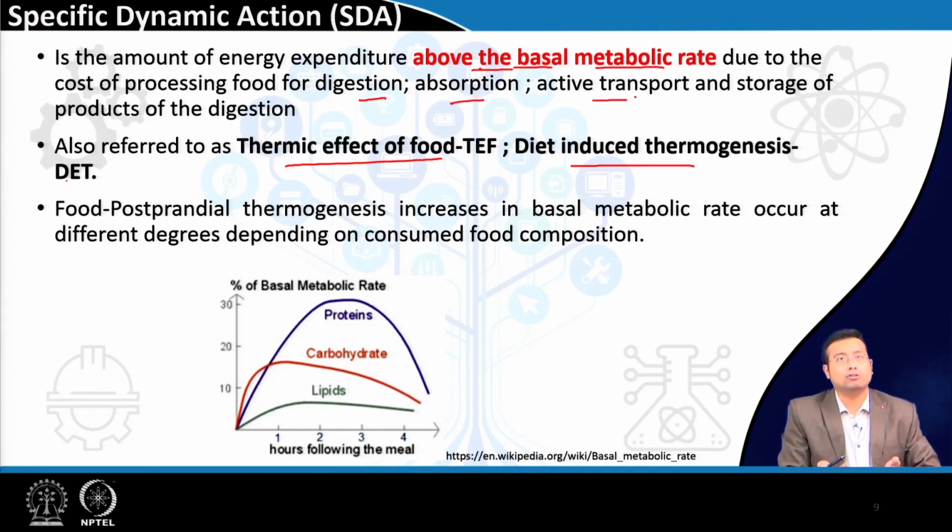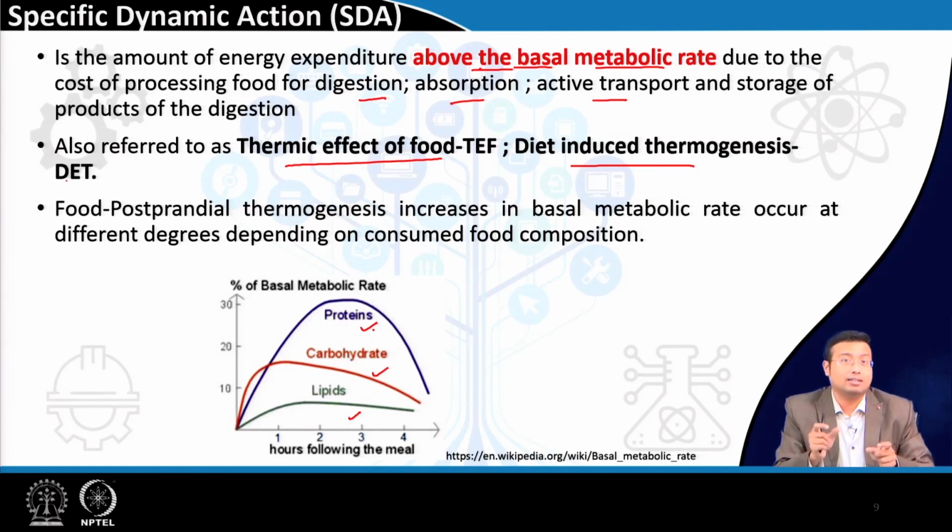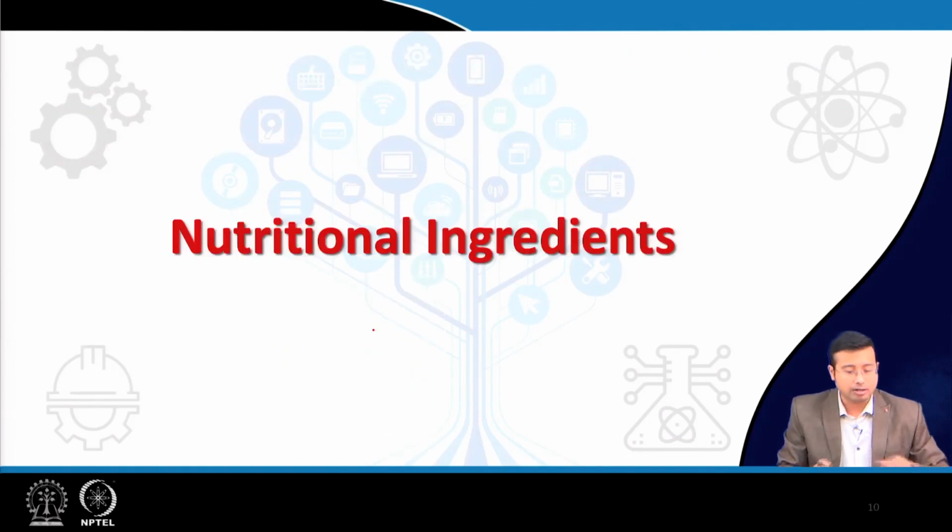Here is a schematic diagram where you can see lipids actually increase the energy expenditure very little compared to carbohydrates and proteins. Proteins have got the maximum SDA, alright. So, these things have to be kept in mind. The SDA, that is energy expenditure due to digestion, has also to be kept in mind for micro adjustment of calorie whenever we are prescribing diet. Again, we will keep that in mind. This point should be kept in mind when we are formulating diet in later parts of our discussion.